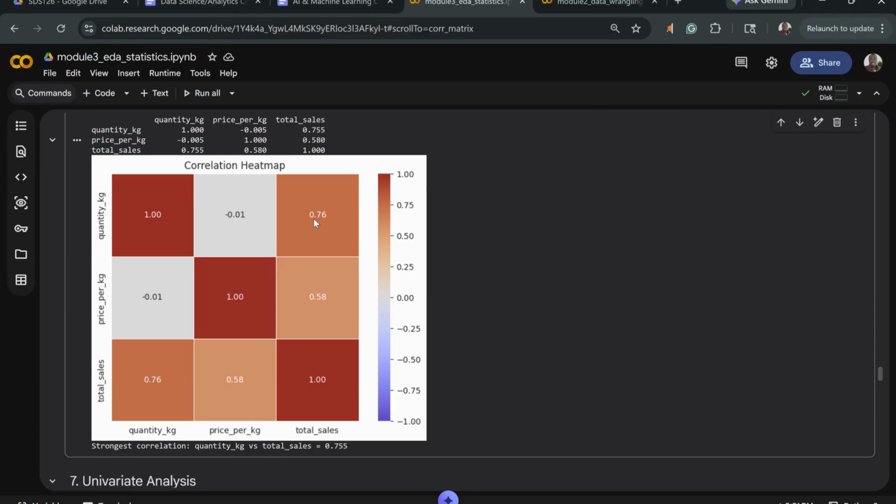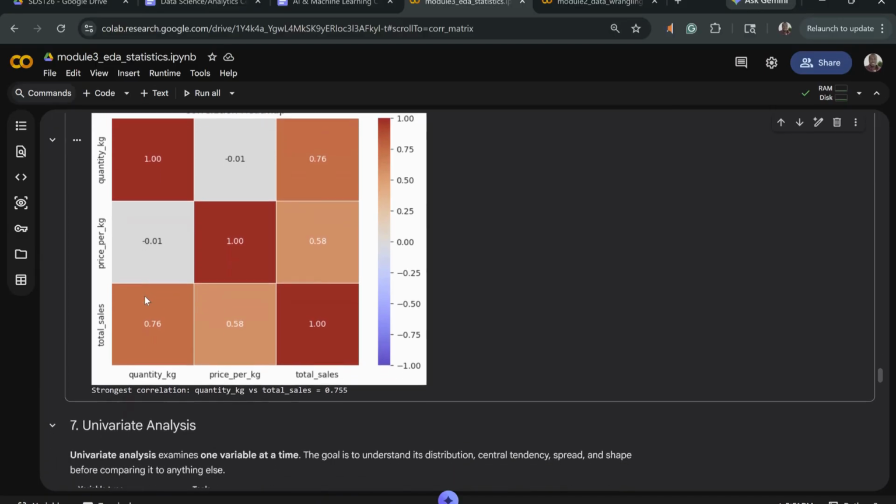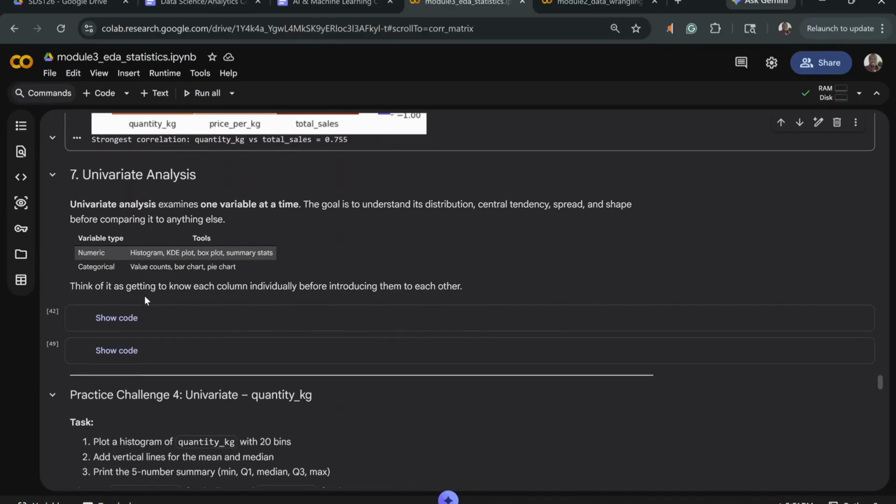But we cannot absolutely say that the quantity of a product is the one causing the total sales of the product to increase. We also see that the price per kg is positive, but not as strong a positive correlation to total sales. The price per kg has a negative correlation to quantity, but it's very weak. It's nearly zero, so that is not really effective.